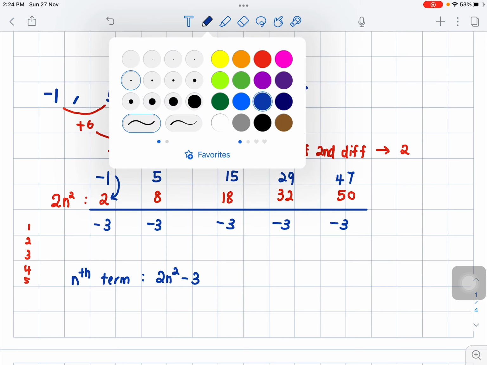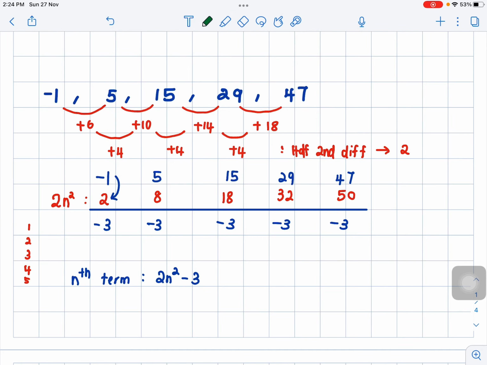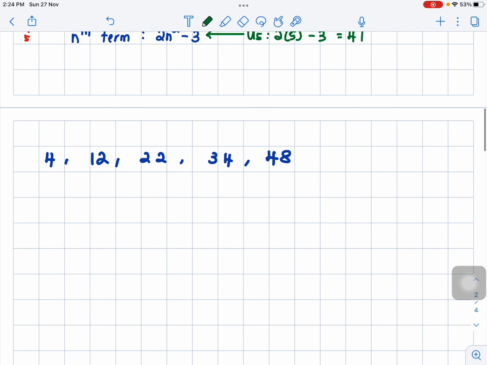Do not be too overconfident. Always check your solution. I like to take the last term, and mine is the fifth term here. Let me check. I'm going to take n as 5 and substitute here. 2 times 5 squared minus 3. What will I get? 50 minus 3 is 47. Similar to what I have here. Okay, let's move on to the next example.